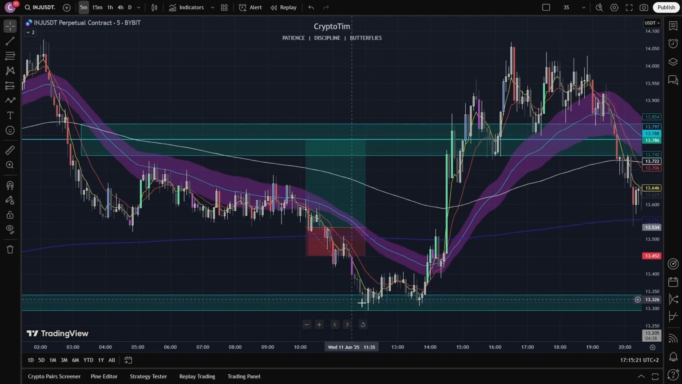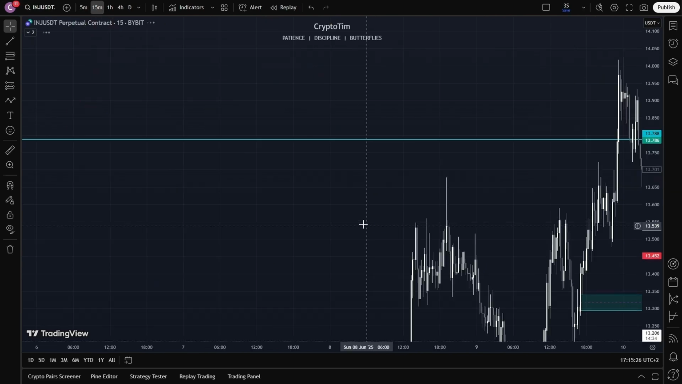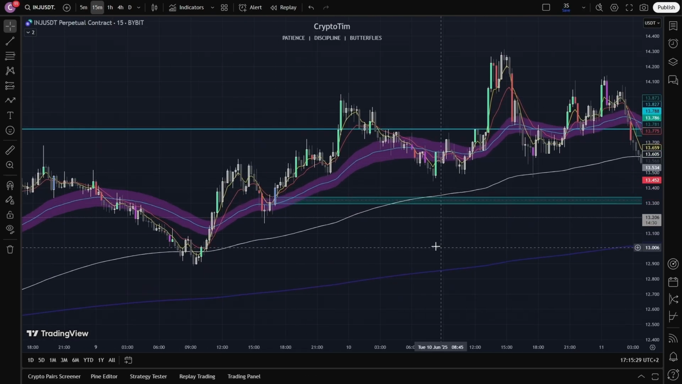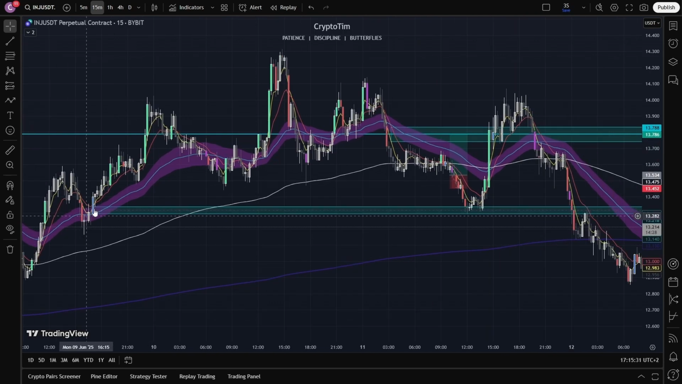but they went for the full vector recovery, which we threw on the 15-minute time frame right here. Let's have a quick look. So this zone right there, which you can see they perfectly tapped into and bounced from there.